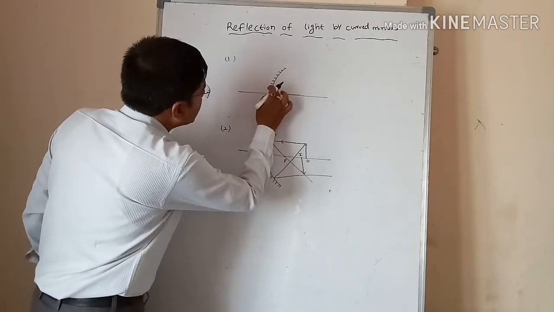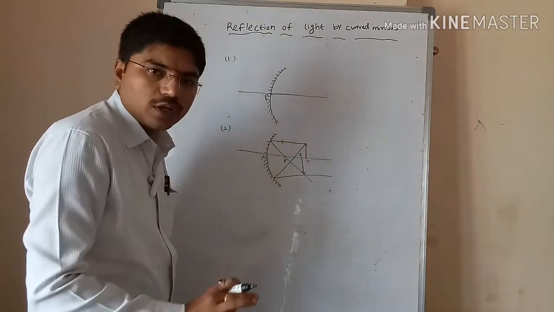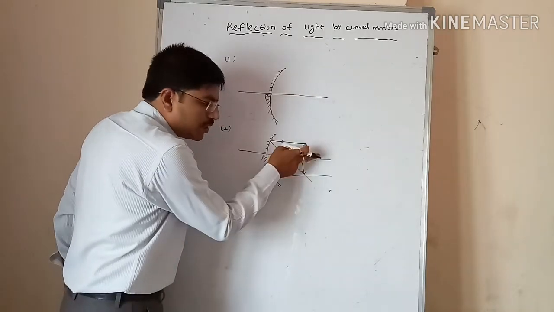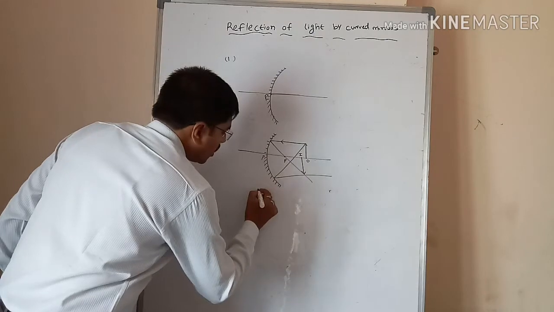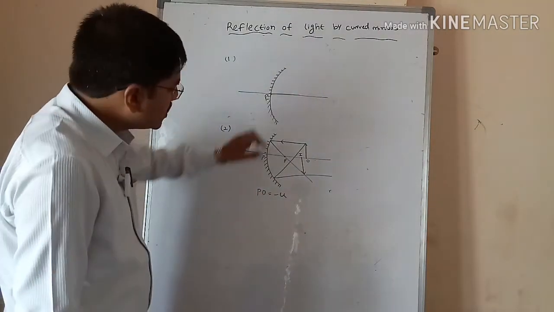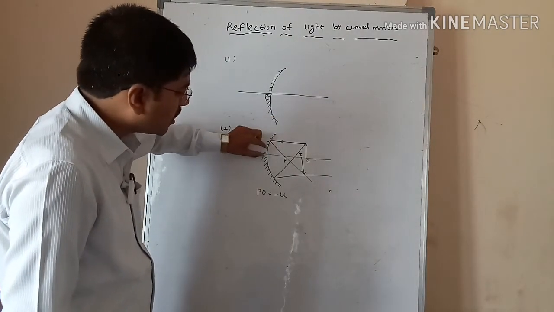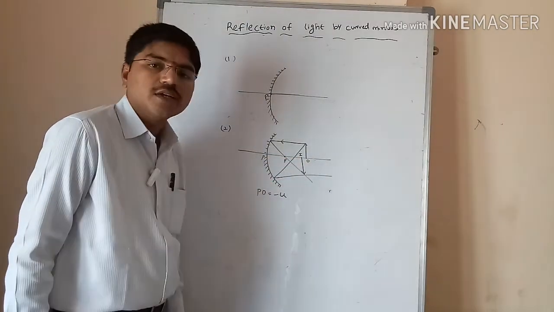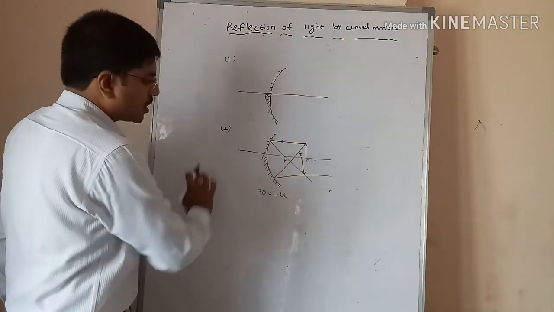Now, what is the first condition? All the distances will be measured from the pole only. But we can start from here. The measurement will start from here, but the direction is opposite. That's why we cannot take it easily. PO is minus U only. The incident ray direction is positive, but we are not taking it incident ray direction wise. From the pole only we calculate. That's why it is minus U. The remaining all directions are negative, except the incident ray direction.